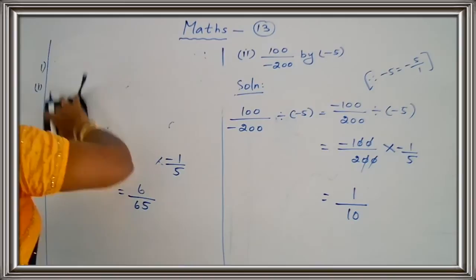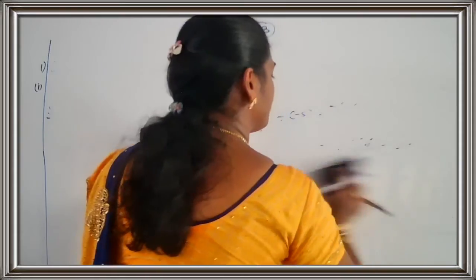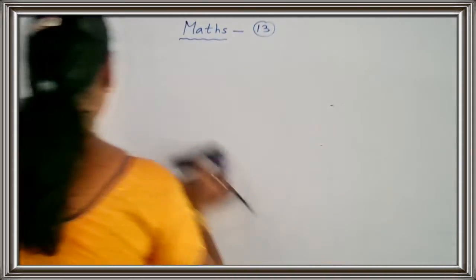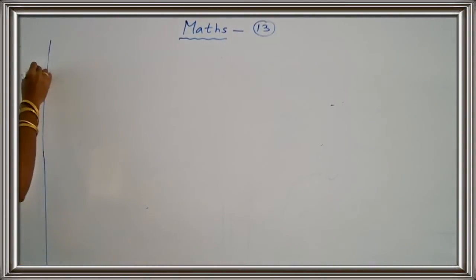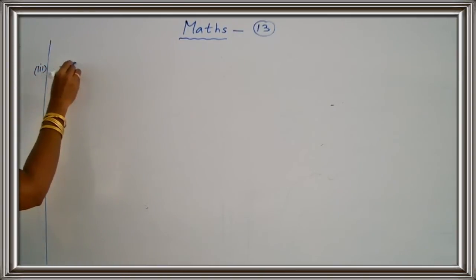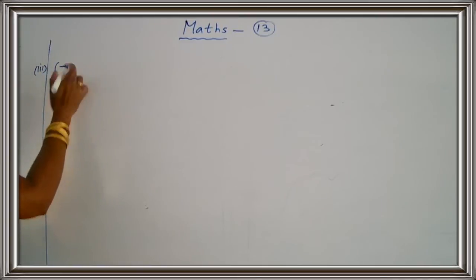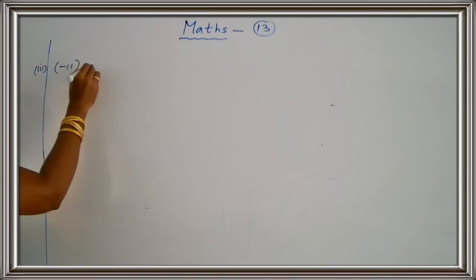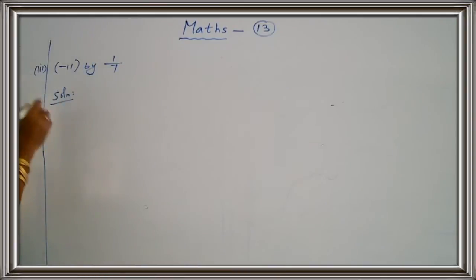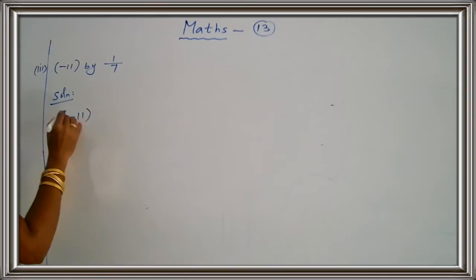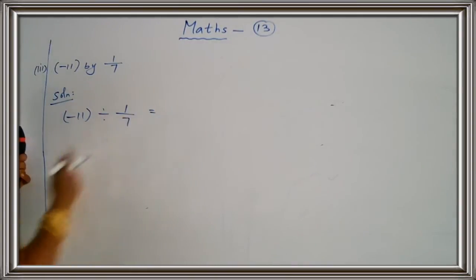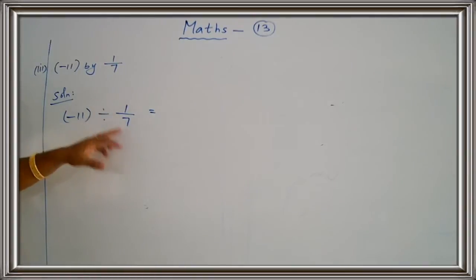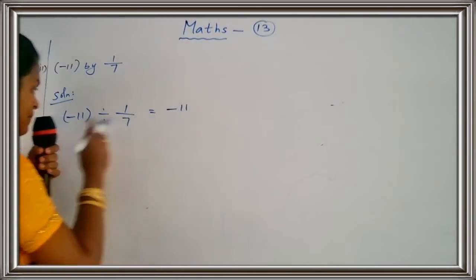Have you finished? Okay. Now the third one. Minus 11 by 1 upon 7. Okay. So, your question is divide minus 11 divided by 1 upon 7.